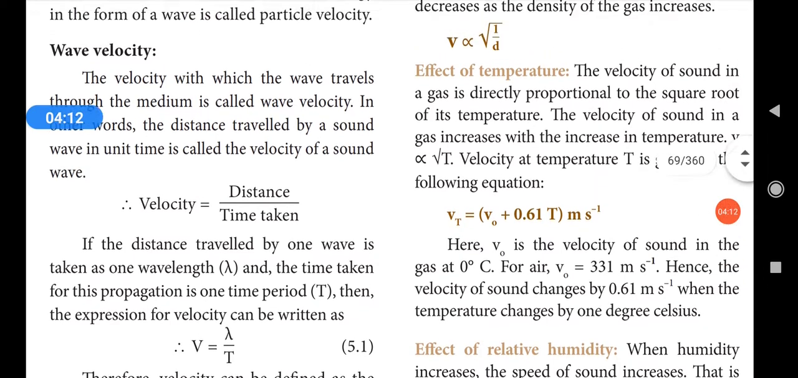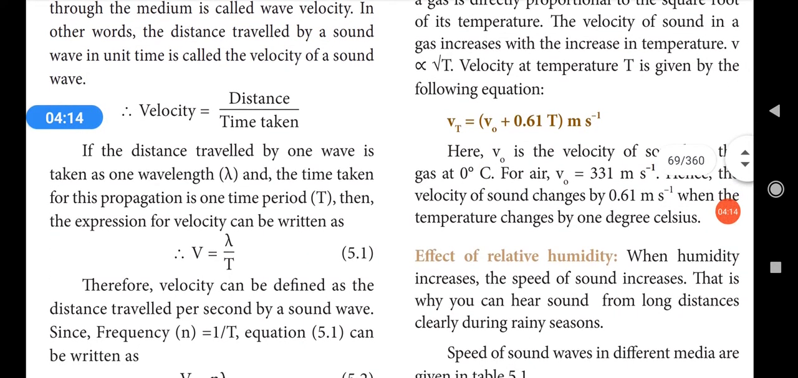So in other words, the distance travelled by the sound wave in unit time is called velocity. Actually the formula for calculating the velocity is equal to displacement by time. Here they have given distance by time taken, you can consider distance by time. Its units are same, meter per second, for both velocity and speed.